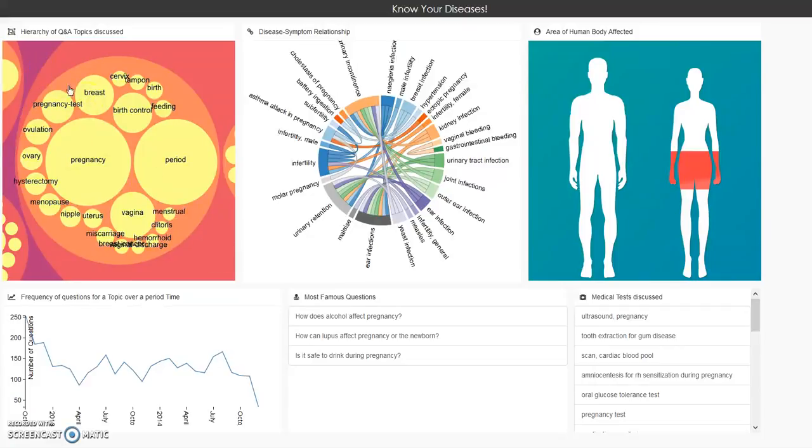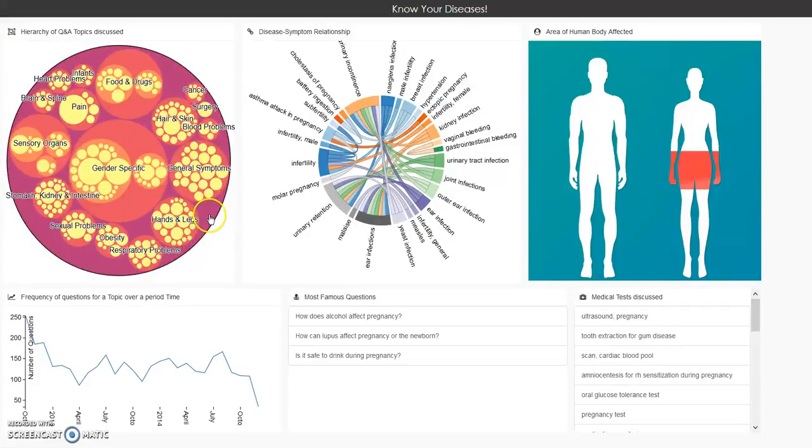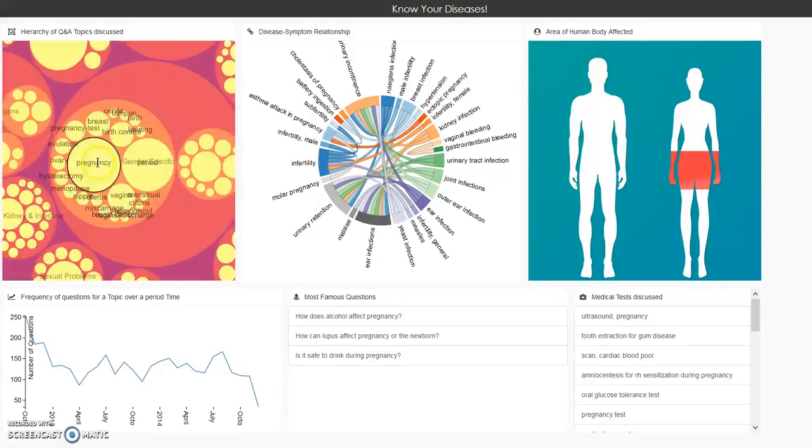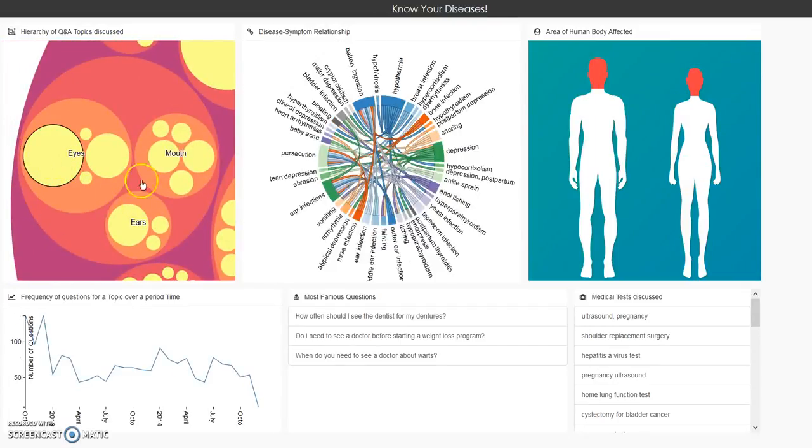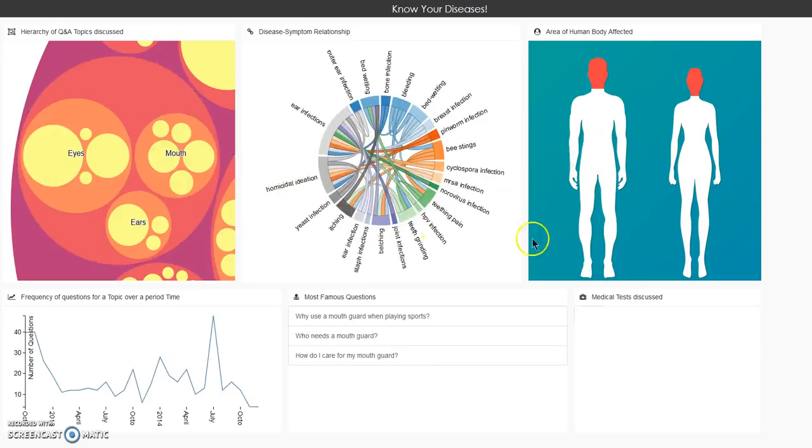It is possible that a person might not know what a certain topic means. In that case, when a certain topic is selected, a relevant area of the body is highlighted based on the data we have.